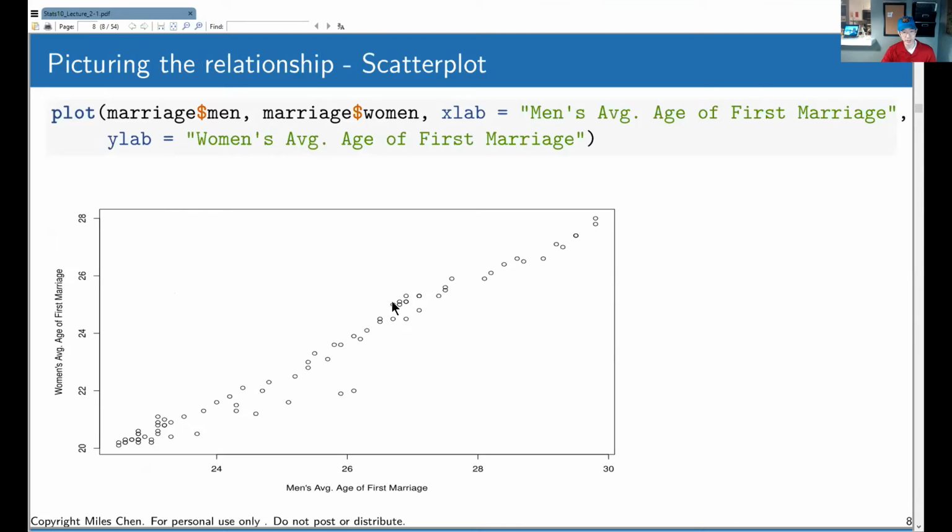And what we're seeing is the relationship between the men's average age of first marriage and the women's average age of first marriage. There's a very clear relationship, okay? In general, in years where the men's age was high, those tended to also be years where the women's average age of first marriage was also high. And in years where the average age for men was quite low, the average age for women was also quite low, okay? It's almost like a very clear straight line relationship here, okay? There are a few exceptions.